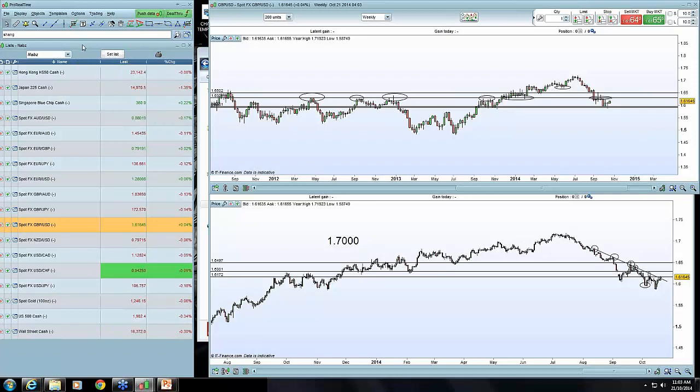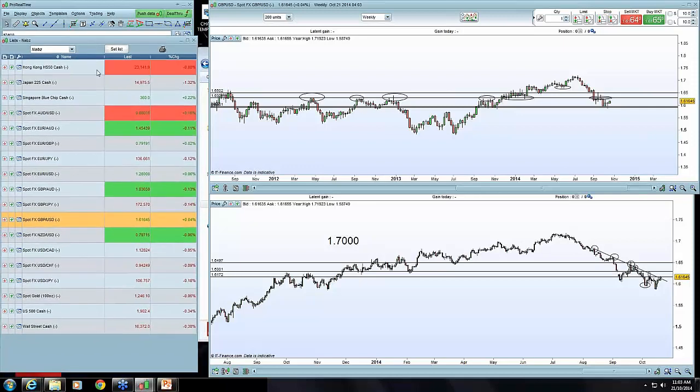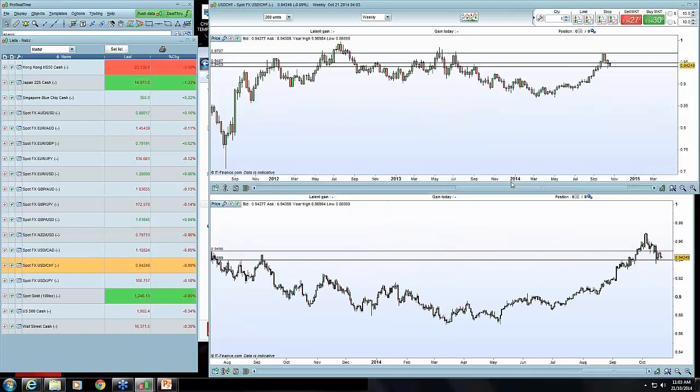Okay, I got questions for dollar Swiss and Kiwi. Let me just cover this too. Oh yeah, I have the Singapore blue chip as well. Three more charts and then we call it a day, because we're running out of time now.